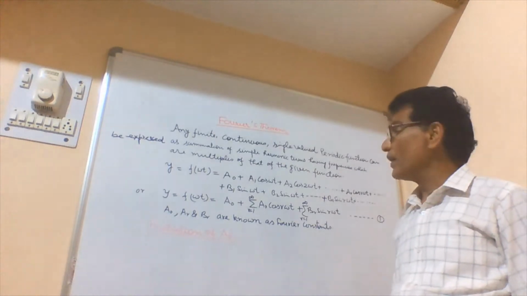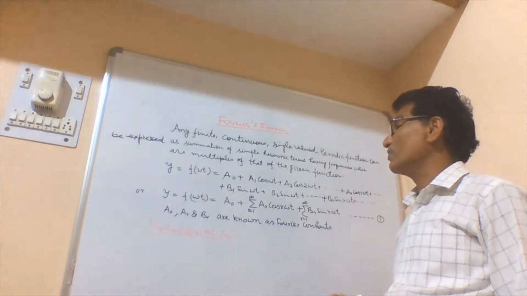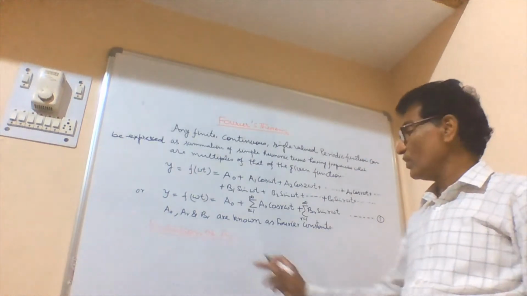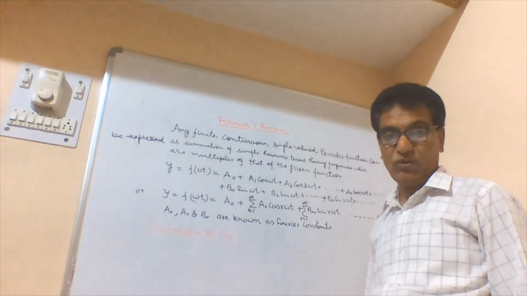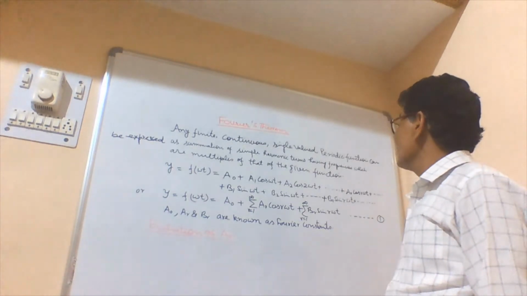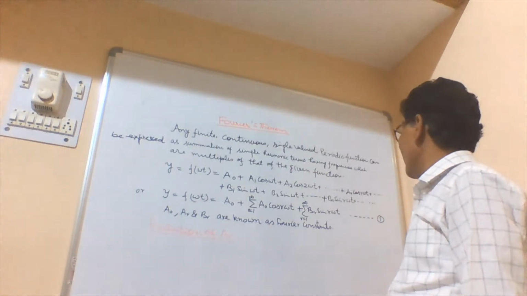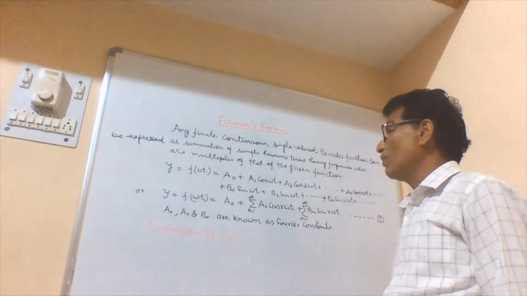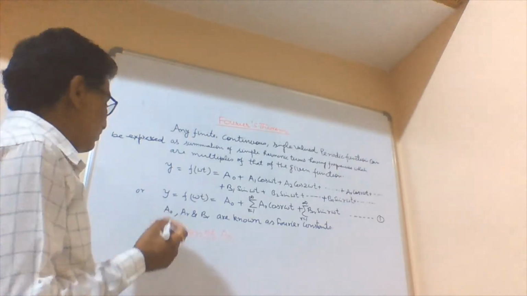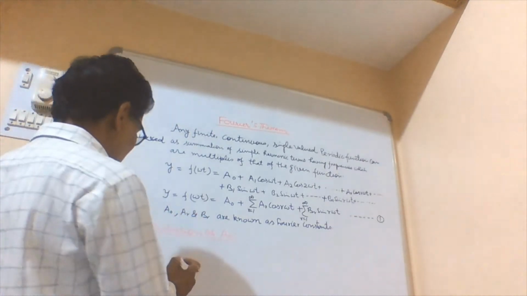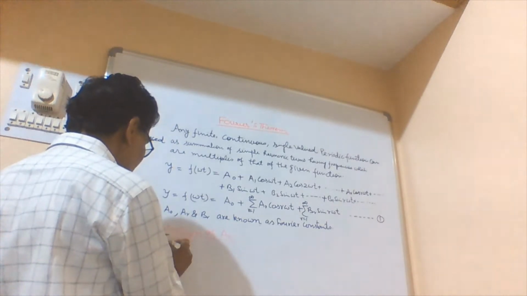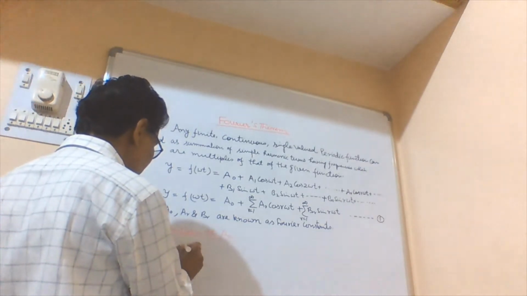So now we will find the value of the Fourier constants a naught, ar, br one by one. So first evaluation of a naught. To find the value of a naught, first of all we have to multiply the equation number 1 by dt and integrate it with respect to t, that is integral 0 to T y dt.